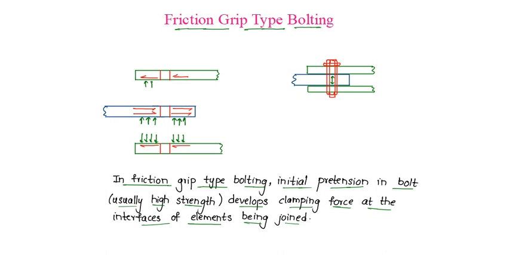Here, this is one interface, and the bottom is one interface, and also the frictional force. So this is a frictional force. Frictional resistance offers resistance to slip due to the externally applied clamping forces. So the design of friction grip bolts includes determination of slip resistance.